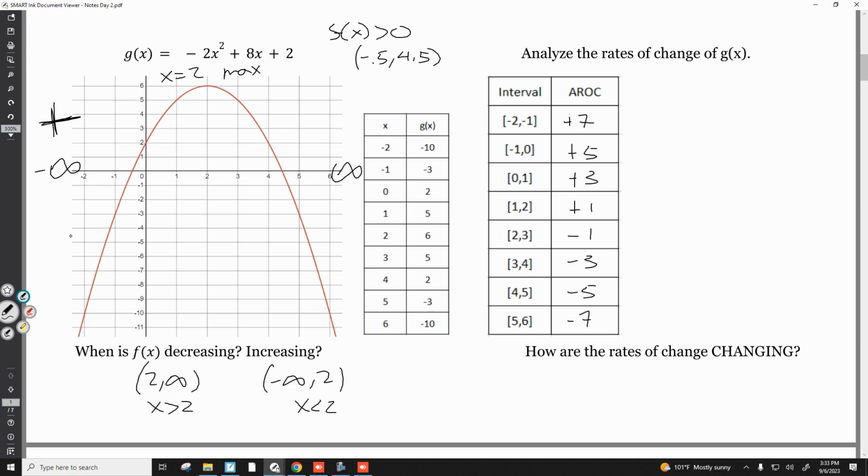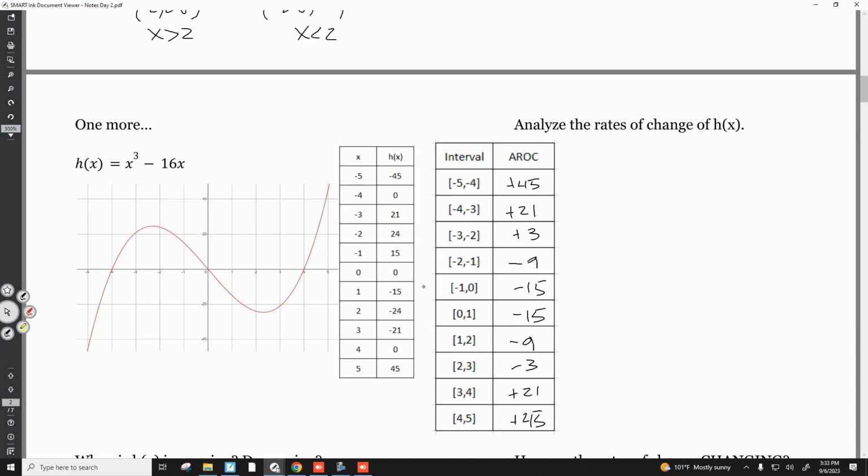Now, here's something new. I mean, I guess it's not new, but the way we're going to describe it is new to you. This parabola opens down. We can say it curves down. We are now going to say it's concave down. It is concave down everywhere. It's concave down from negative infinity to positive infinity. Why? Because I can just tell. But we're going to talk about how else we're going to be able to tell later when we come back to the beginning of this lesson. Okay. One more.